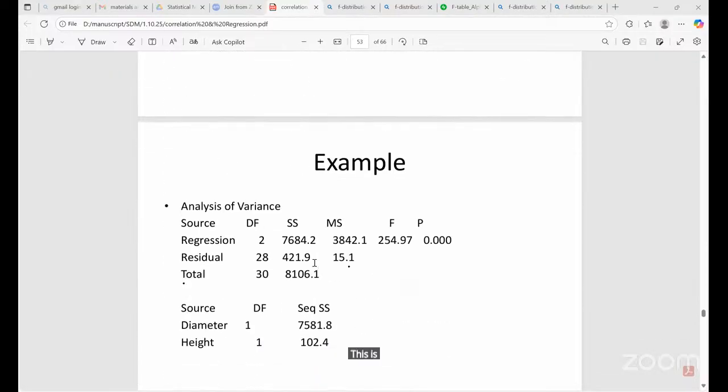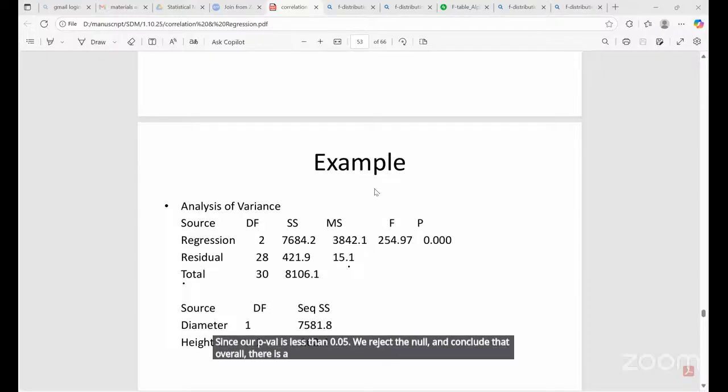This is the analysis of variance table, which comes with that type of analysis. And as we interpreted in the simple linear, even here, for the F value, we go in the table, get a value corresponding to 2 and 28, or we use the p-value. Since our p-value is less than 0.05, we reject the null and conclude that overall, there is a significant linear relationship between volume, diameter, and height.